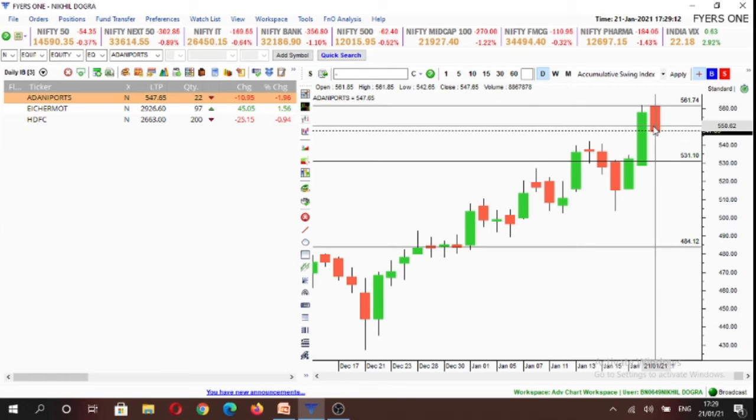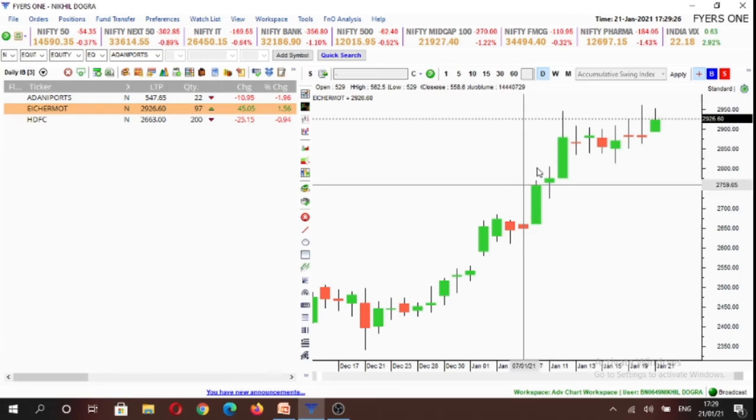Then we'll look to enter long positions in Adani Ports, and we would potentially have full time frame continuity to the upside if we trade above 561.95 odd levels in Adani Ports. Second stock is Eicher Motors.